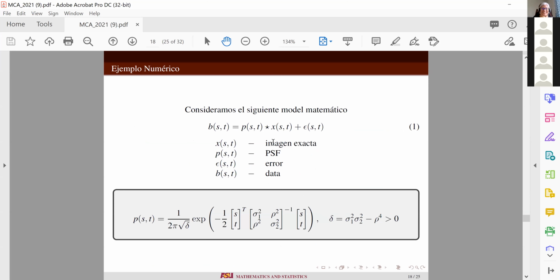All right, so here is a numerical example. Here I consider a PSF that really is a Gaussian, so you can think about a mountain surrounding the pixel. Here we have 3 parameters: this sigma 1, sigma 2, and the rho. Okay.